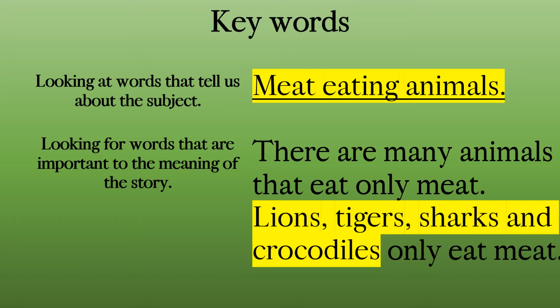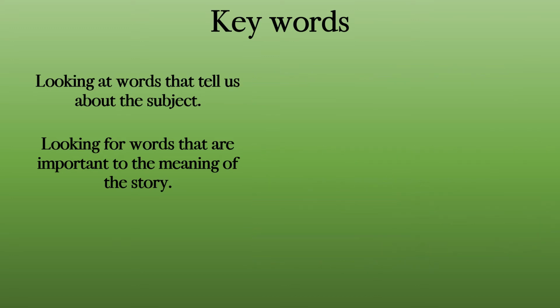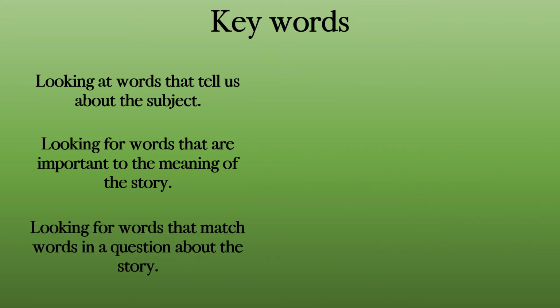We know now that we will not see rabbits, dogs, cats, and hamsters in this story. They are not keywords because those animals do not eat meat. Okay, what else do we do? One more. We are looking for words that match words in a question when that question is about the story. So this is what you will be doing in tests.